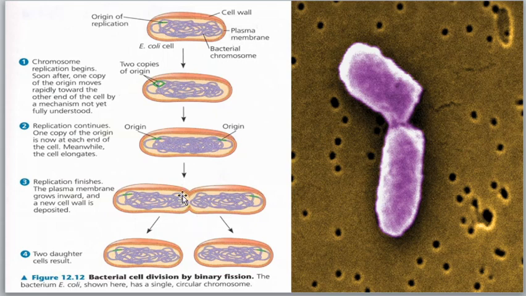Now, when the replication is accomplished or finished, there will be a division, okay? An inward growth that is happening at the center of your elongated bacterial cell. And then later on, separation will occur. Okay, so mapuputol siya in the middle and the final products are two daughter bacterial cells. Okay, so this is the process of your binary fission. This happens usually in bacteria or in prokaryotes.